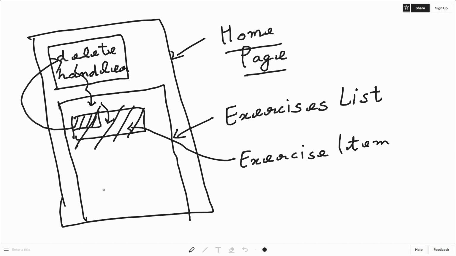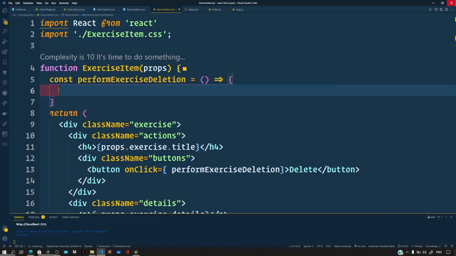So enough of talking, let us see this in action via code. Inside our perform exercise deletion function is where I will call a function that we will be defining inside our homepage component, just as I discussed. The idea here is that we will be passing a pointer to the function that will perform the actual deletion of our exercise. So we are going to pass that function as a pointer down from the homepage component to the exercise item component via the exercises list component.